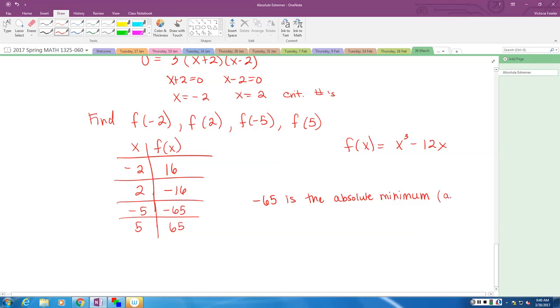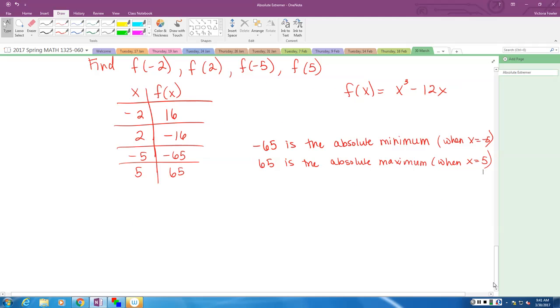And I could put when x is equal to negative 5, or something that shows I know the difference. It's negative 5, wasn't it? When x equals negative 5. And then I'll say 65 is the absolute maximum when x is equal to 5. You guys agree? Okay.